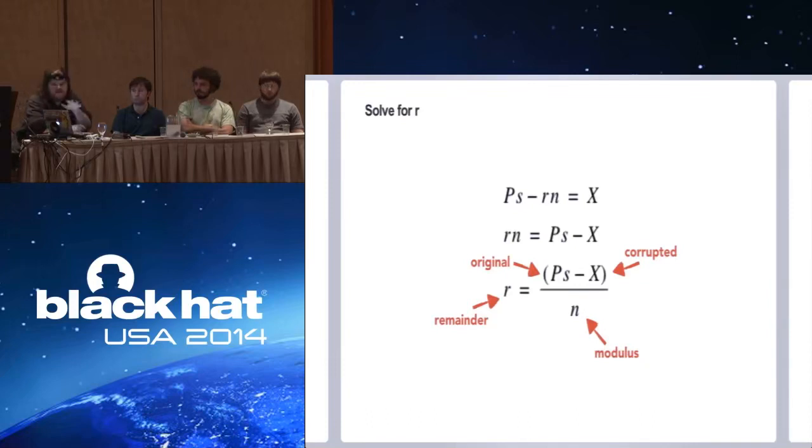If you just look at it, there's no intuitive reason why r works out to p times s minus x over n. I'm not smart enough to see that instantly, but if you do the algebra, it just does. Just do the steps, get r by itself on the left-hand side, and it works out to this.